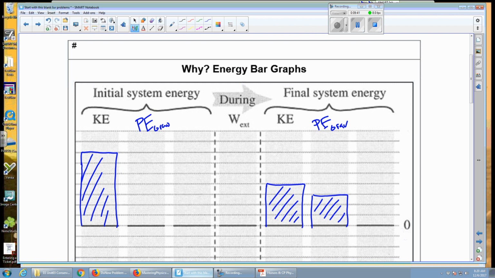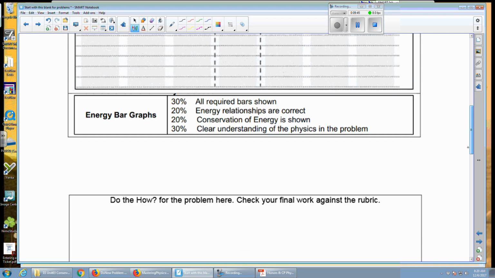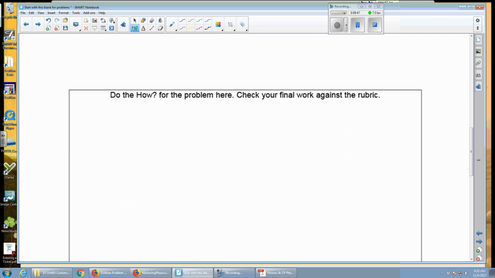Good on that one? Yeah. All right. So, KE at point B equals KE at point A plus PE grav at point A.